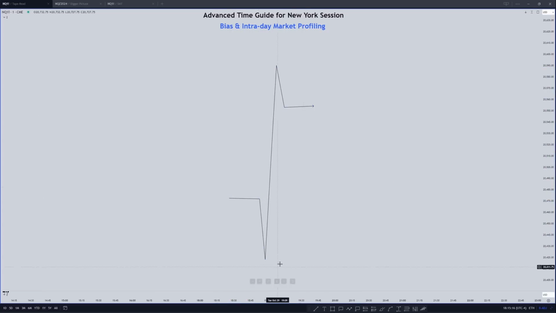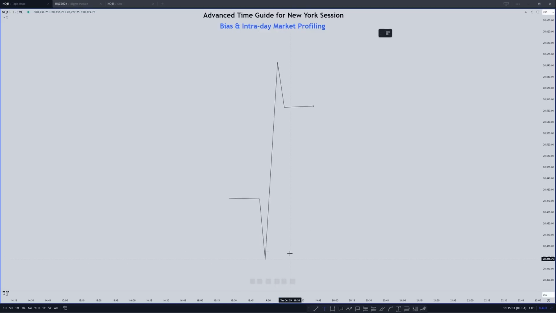Well, we can assume that this low is going to be a specific time window during the day, and this high is going to be a specific time window during the day. And preferably, for this video alone, we're looking at midnight until the end of the New York session, the AM New York session. We're not looking at the PM session for this.